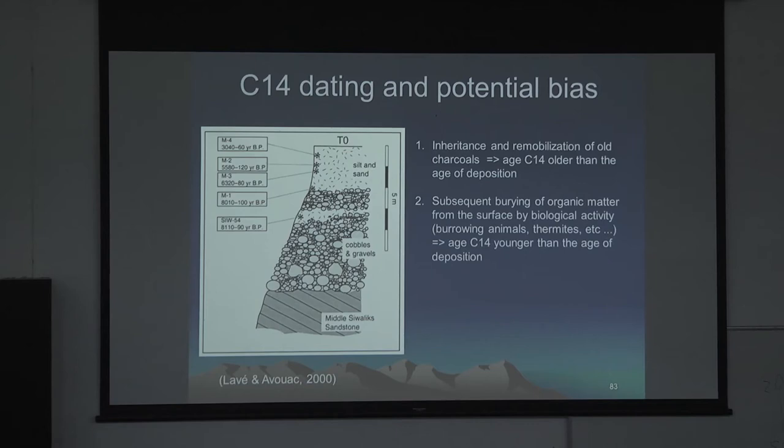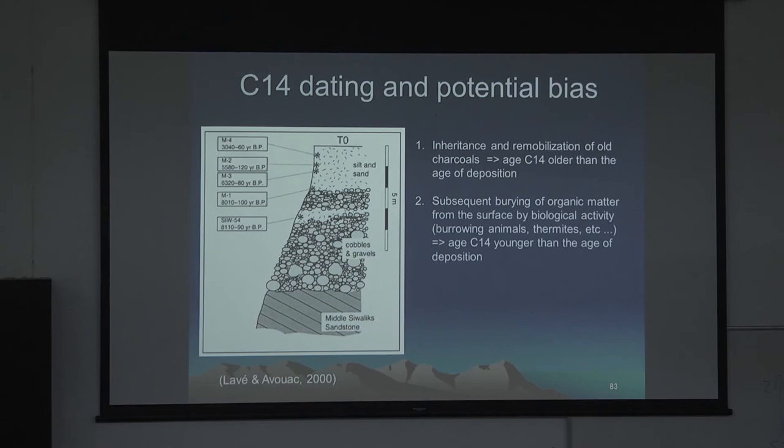As for any method, there are always problems and difficulties. So, for example, for C14, you can have two distinct problems. First one, inheritance. If you date a charcoal, you don't know what happened to your charcoal before the deposition. Sometimes it has been sitting on the hill slope for thousands of years, or maybe it was in another terrace and it has been reworked and redeposited.